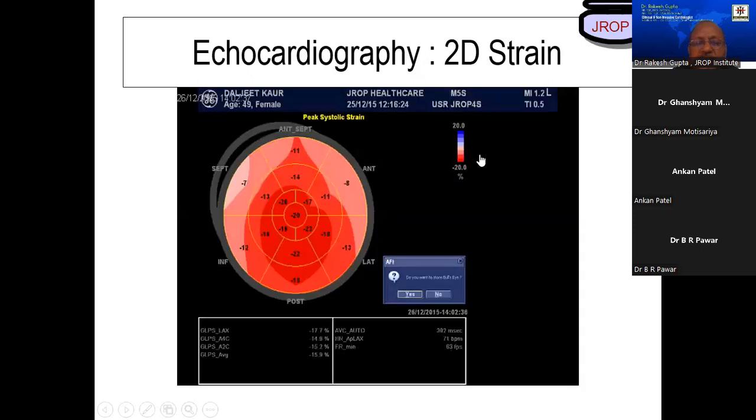So if you look at this two-dimensional strain, it gives you a characteristic picture that patients are possibly having amyloidosis. And if you believe my words, one literature published in JACC 2019, when we were talking of aortic stenosis, says almost 17 to 19% of patients with aortic stenosis have significant amyloidosis.